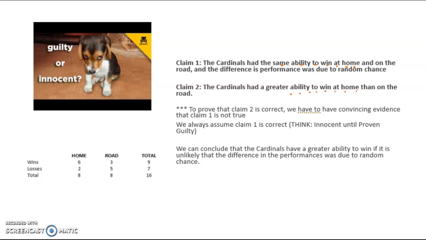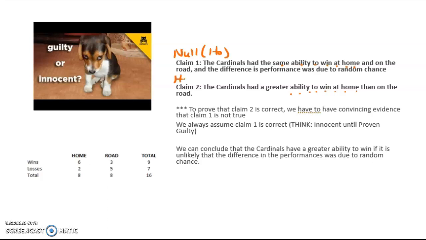So we've got two claims here. To prove claim two is correct, this is a change, right? We have to have convincing evidence that claim one is not true. And we'll always assume that the original claim is true. I like what they said here: innocent until proven guilty. So we'll always assume claim one is true, in other words, the null. This is the null, which would be your H0. We'll always assume the H0 is true unless we have evidence to proceed to claim number two.